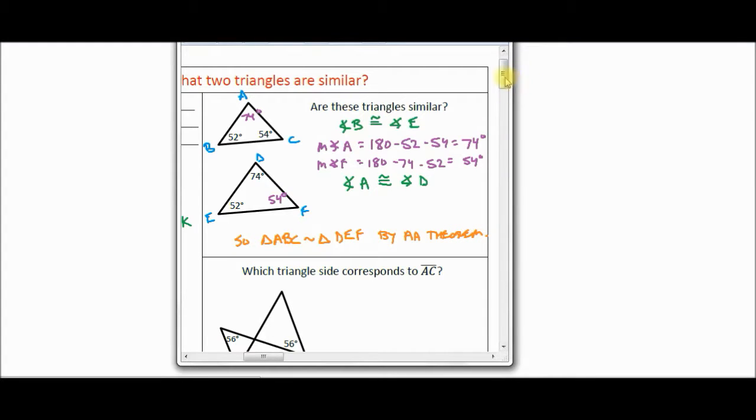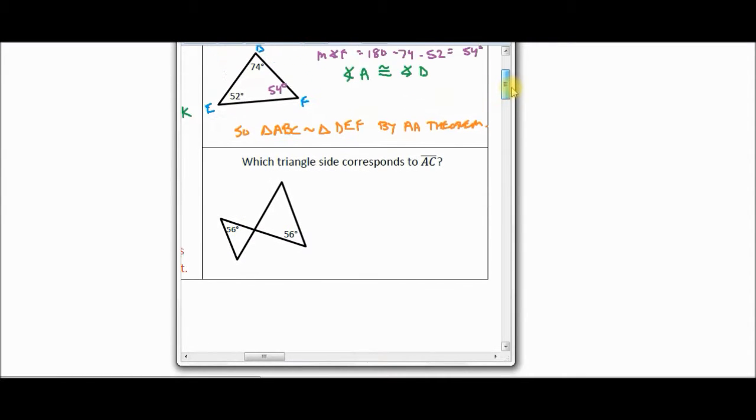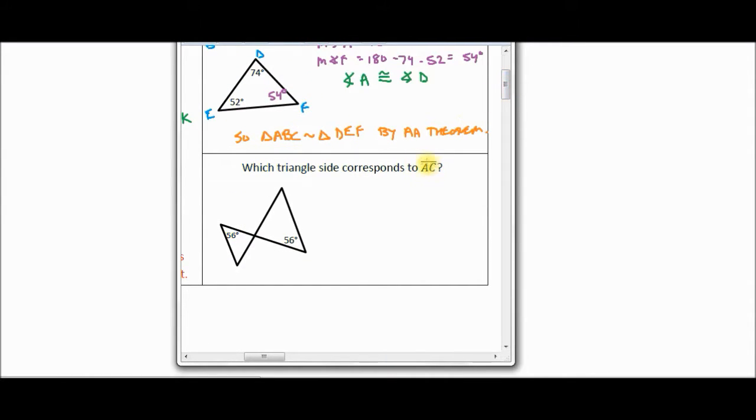Alright, last example. Let's take a look at the bottom. Which triangle side corresponds to side AC? Now this is where it can get tricky. You don't want to start guessing which is which. Now of course we don't have any letters on this diagram. Let's do this right now so we can figure this out.